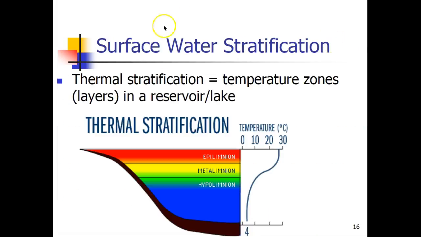So here we are. This is thermal stratification. And again, this is layers in a reservoir or lake. You have three different specific layers. You need to know these words. The epilimnion, the metalimnion, and the hypolimnion. So you have epi, upper, meta, middle, hypo, below.